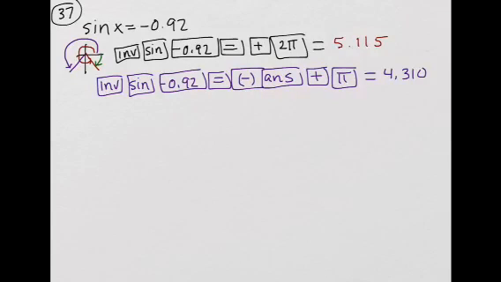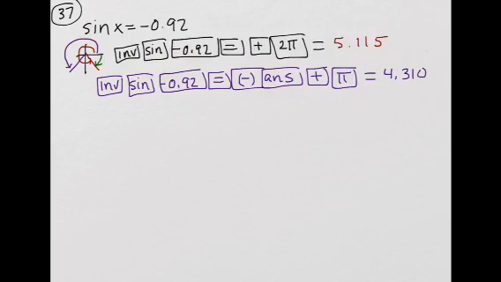Okay, so for 37, it's just like 36. It's just a different ratio, but it's also a negative ratio for sine. So to get this first angle in quadrant 4, remember the calculator gives you that green angle in a negative direction. So you do inverse sine of the negative ratio equals, so to get the positive angle, you add 2 pi, and that'll give you that.